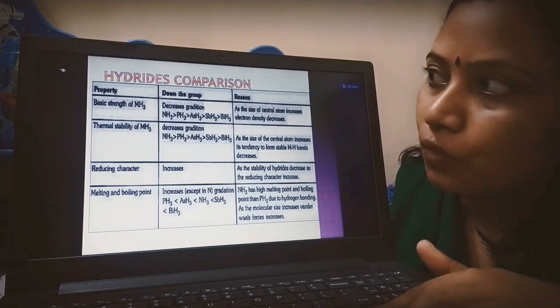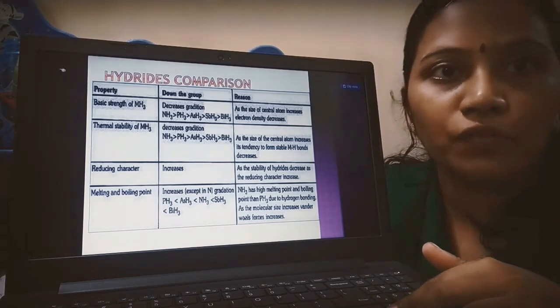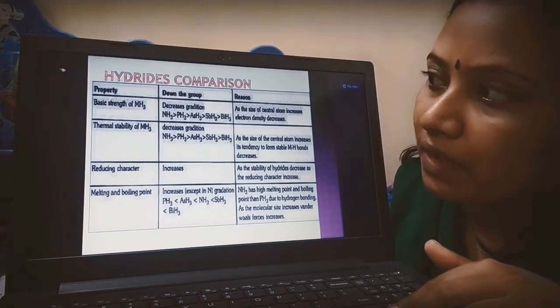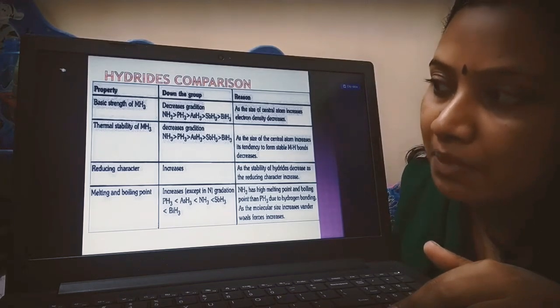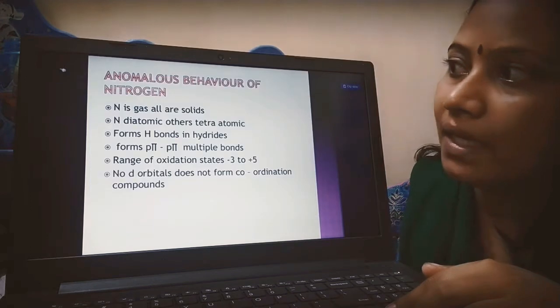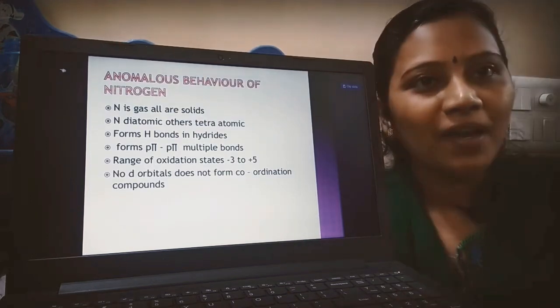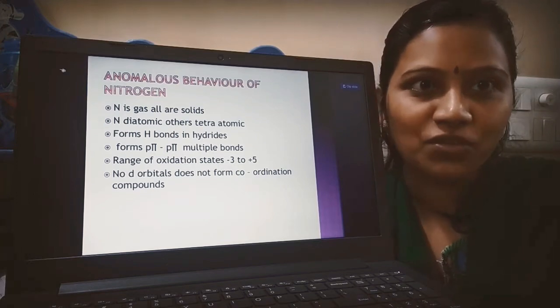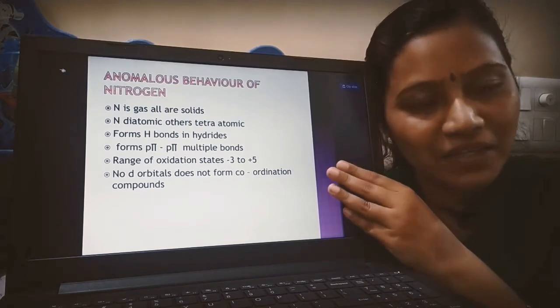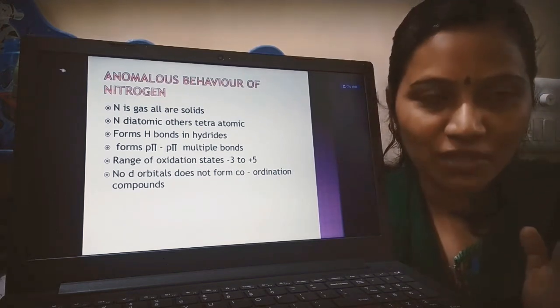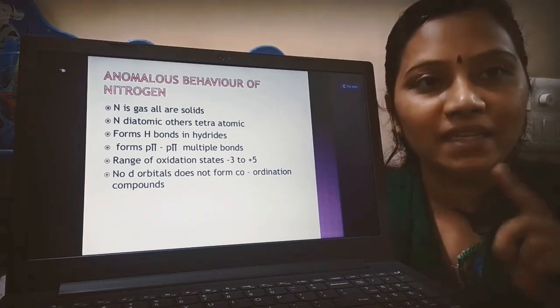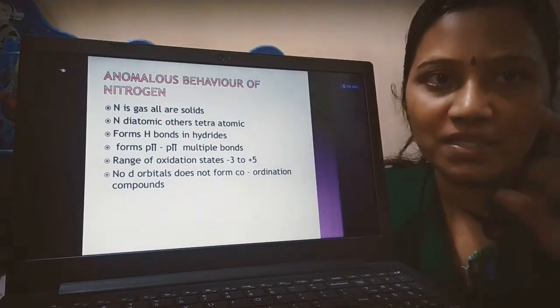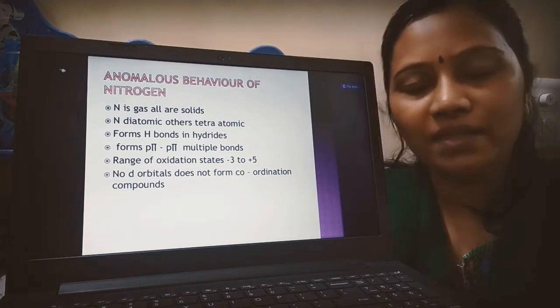So these are the four properties which we have seen. What are the four properties? The first property is basic strength, then thermal stability, then reducing character, then melting and boiling point. Like how in 11th standard, among all the family elements, we have one exceptional element, similarly, in the nitrogen family, nitrogen itself is exceptional. Why? The first point, it's a gas while all others are solids.